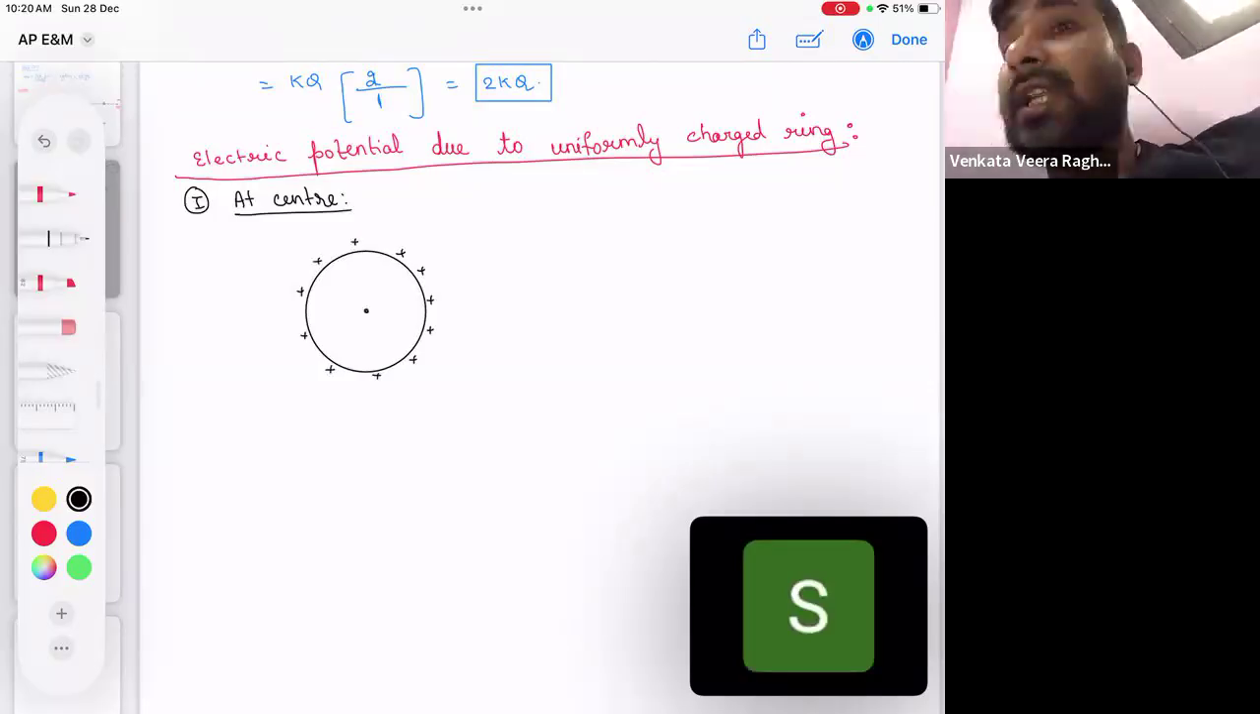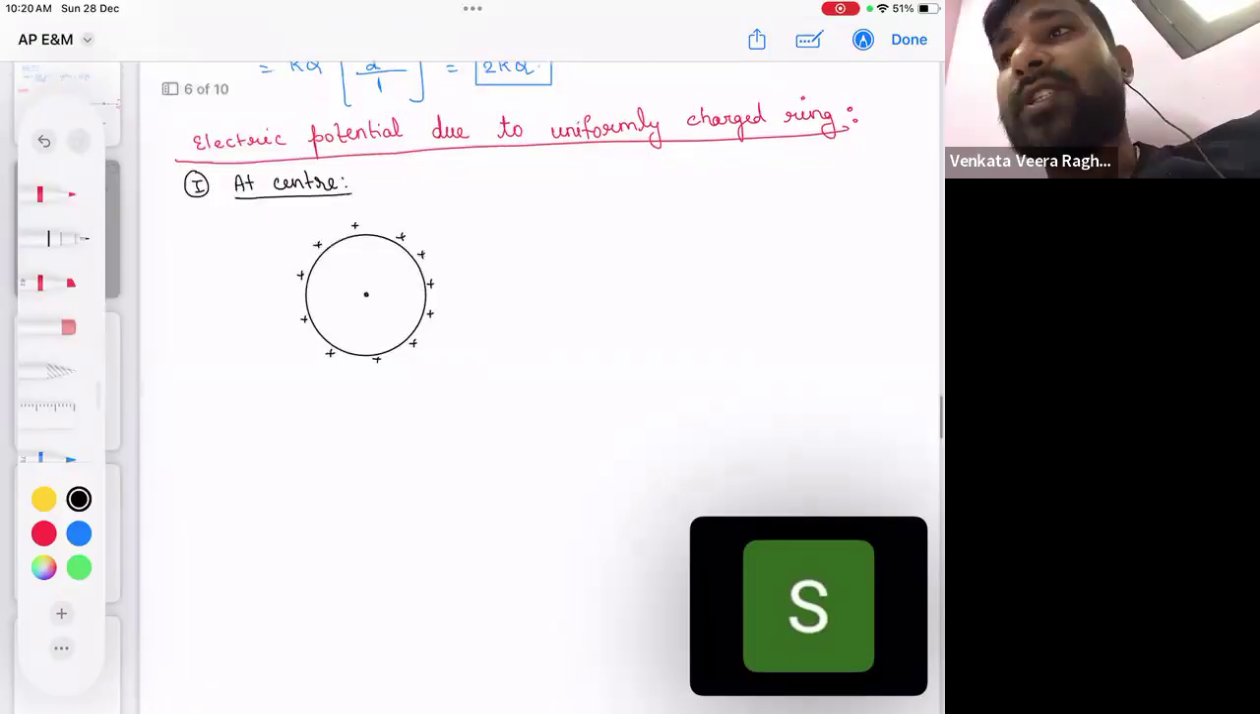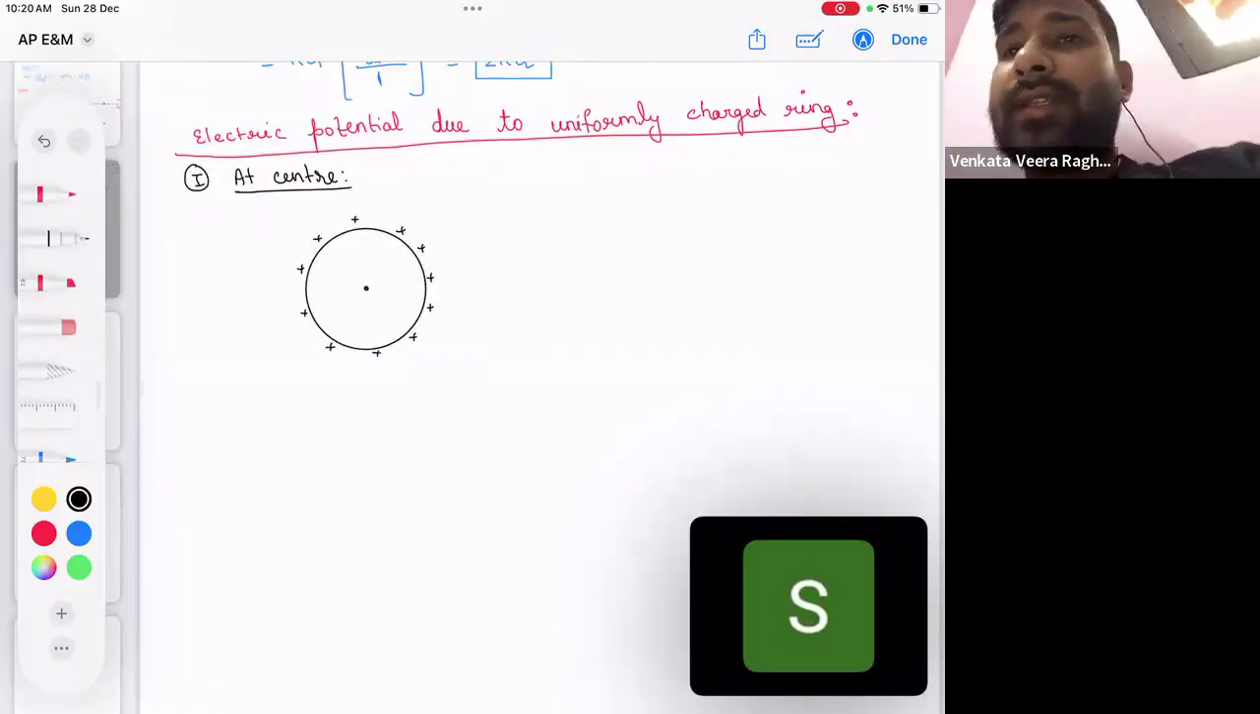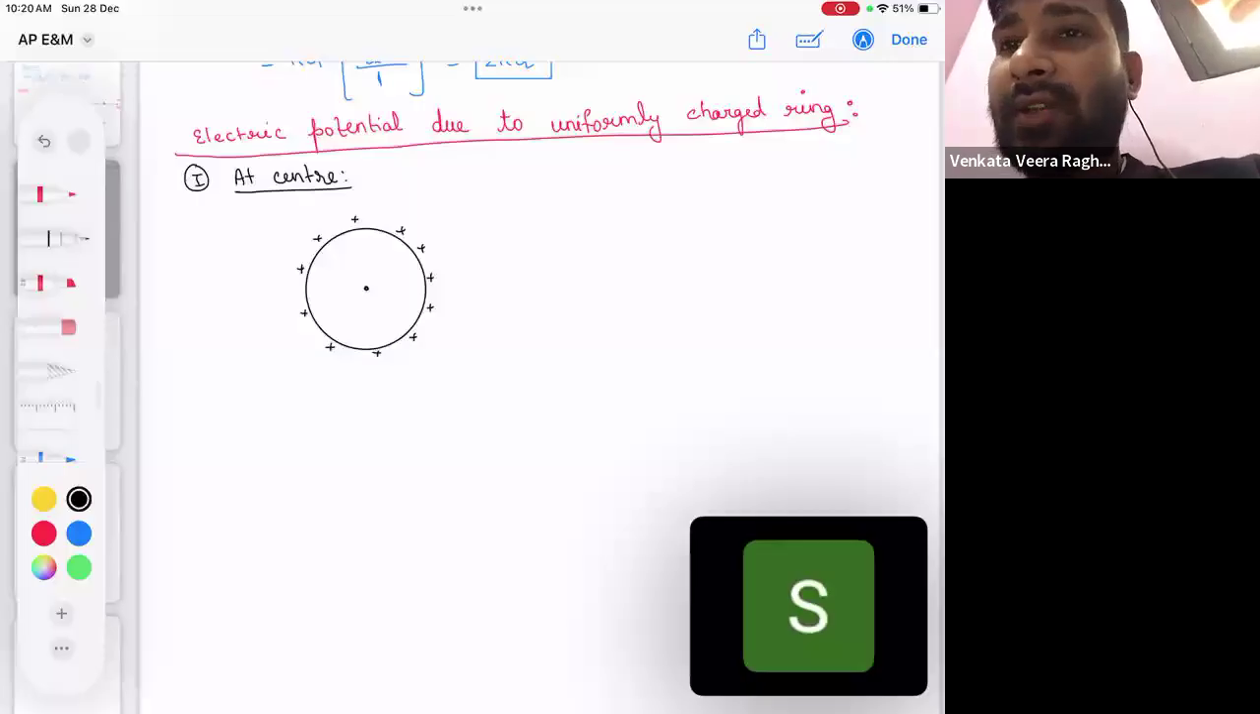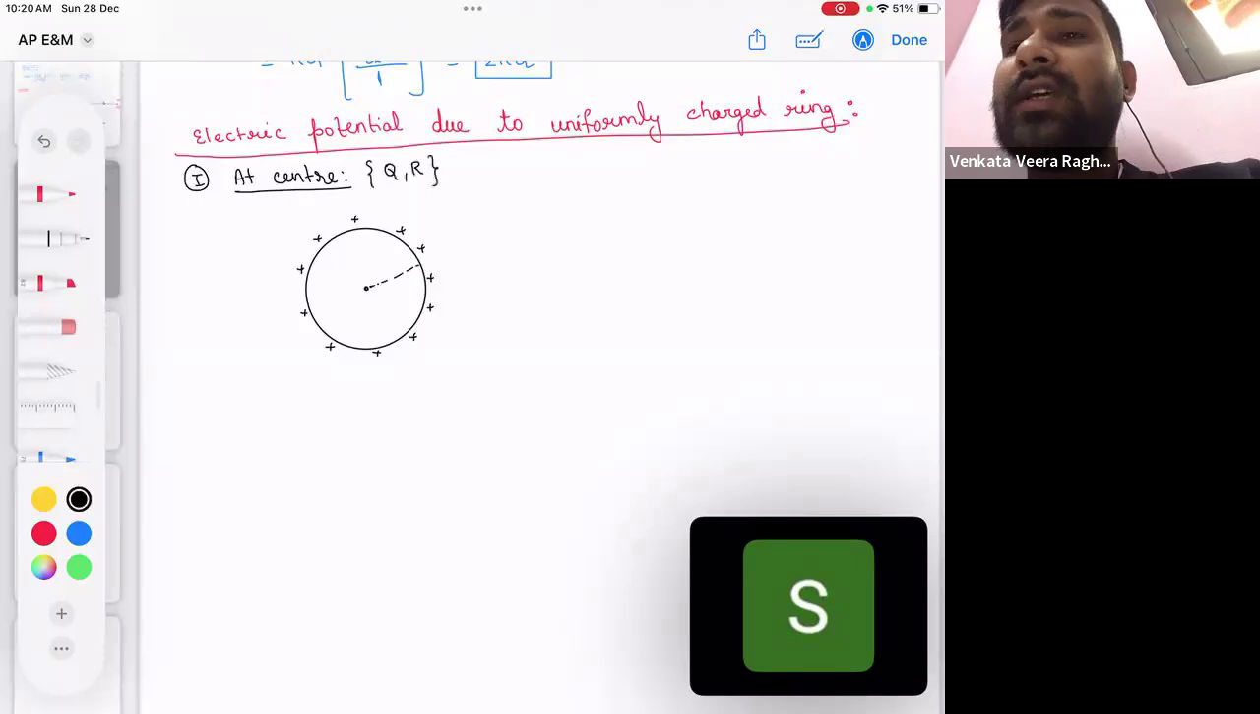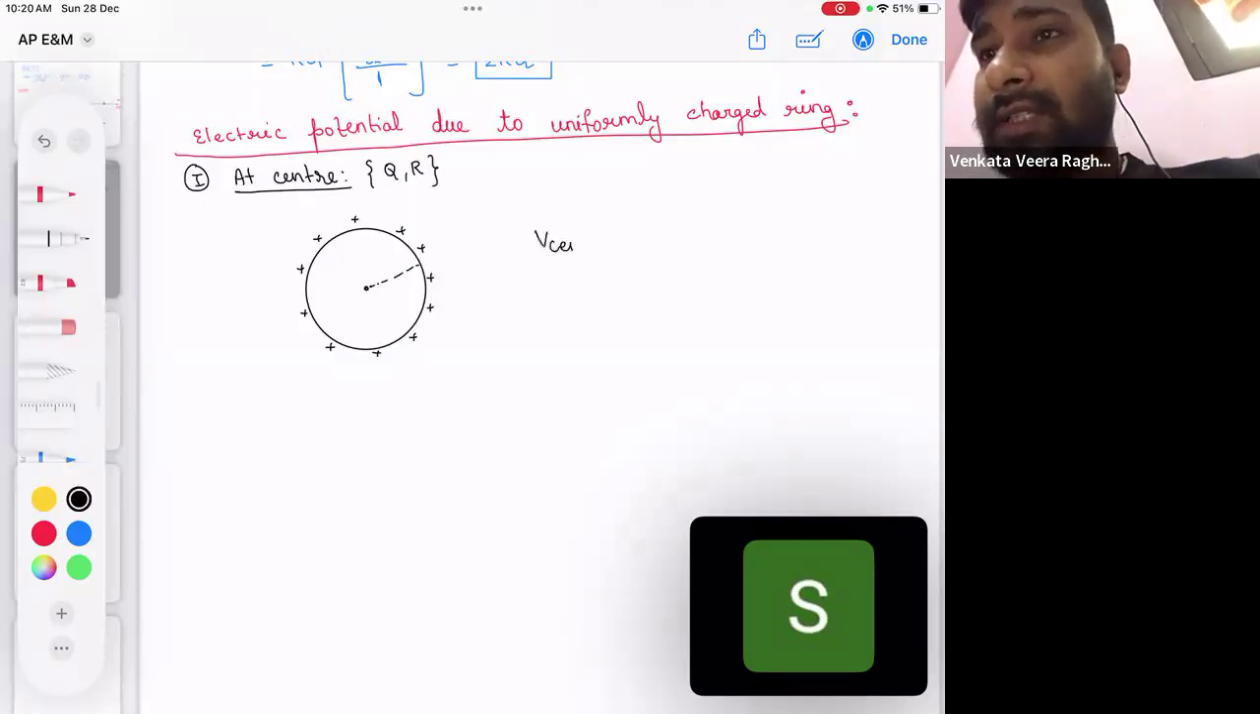Because it's a potential calculation, not the field calculation. Be careful about the question. Did they ask the potential or did they ask the field? Okay. So let's say total Q charge is given to the ring, and the radius of ring is R. So what is the net potential at the center? It will come KQ by R.